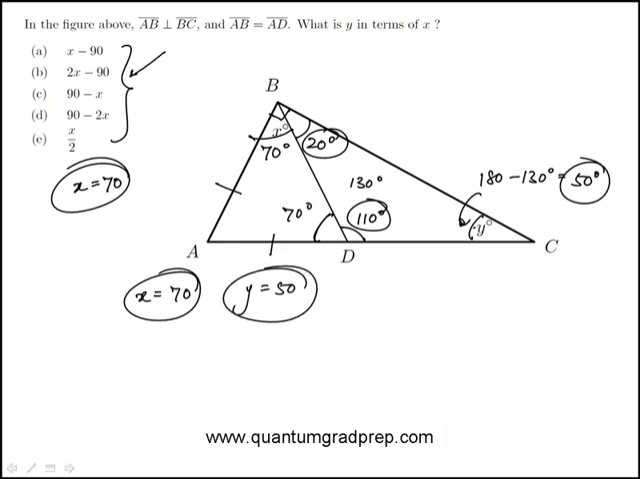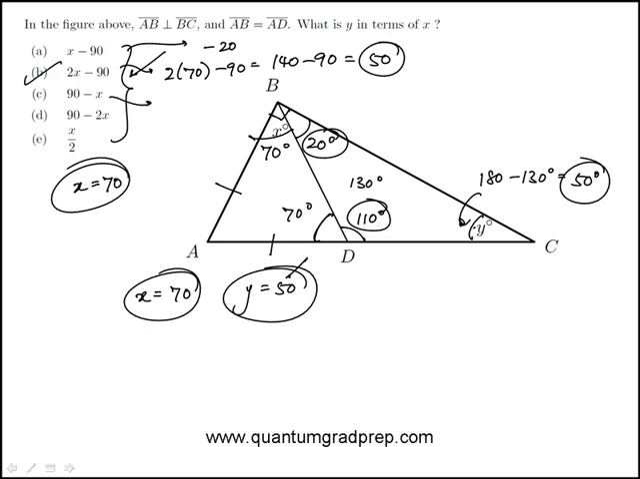And to narrow the answer choices, I have to replace x is 70 in all of these and find the one that gives me 50. So first one here, 70 minus 90 minus 20. This would be 2 times 70 minus 90, which is 140 minus 90. And we know that this is the correct answer, and we do indeed get 50.